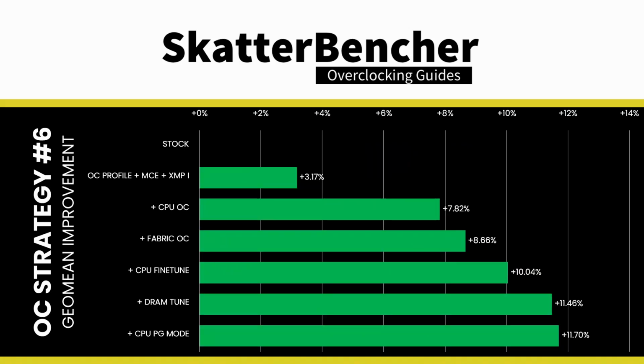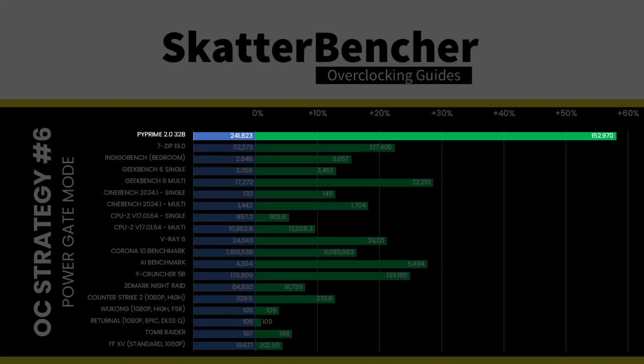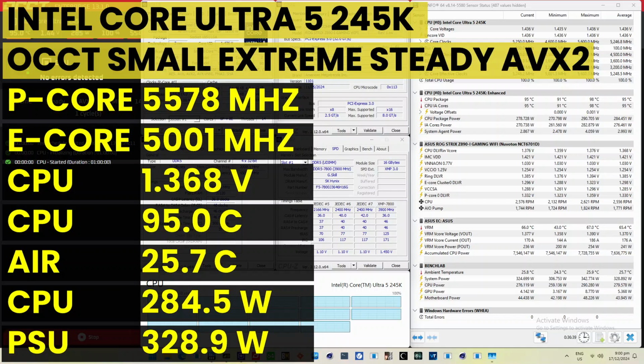The geomean performance improved by another 0.24 percentage points, and we get a maximum improvement of plus 58.09% in PY prime. When running the OCCT CPU AVX2 stability test, the average CPU P-core effective clock is 5,578 MHz, and the average CPU E-core effective clock is 5,000 MHz with 1.368 volts. The average CPU temperature is 95 degrees Celsius. The average CPU package power is 284.5 watts.